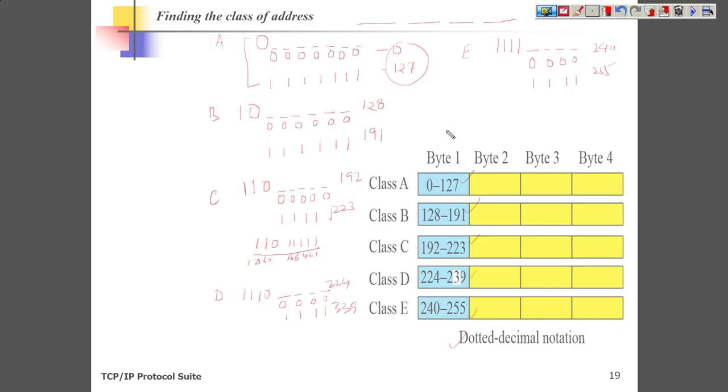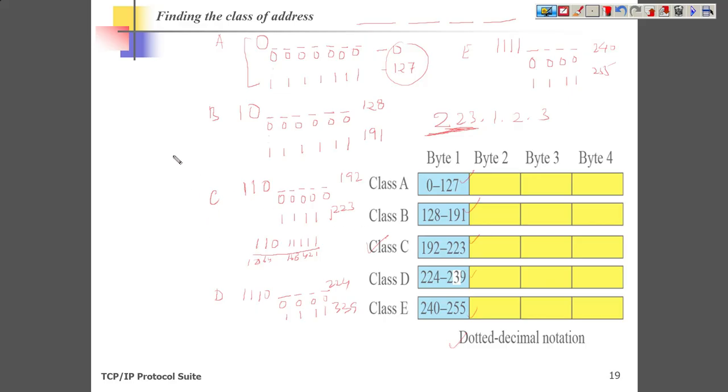Now, for example, if any address is given to you, let's say the address is 223.1.2.3. We can look at the first octet, and this is 223. So where does 223 fall? Here. That means this is from class C.